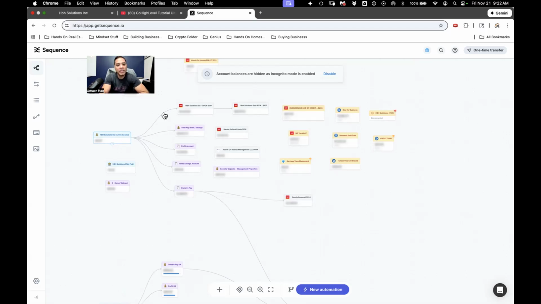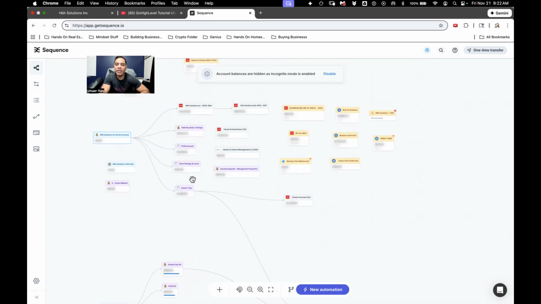Okay. Then I've got these pods, same pods, except these are a little bit different here. I've got my owner's pay pod. I've got my tax savings account, my profit account, and then I've added a debt pay down slash savings pod. And then I've got my operating account. So this is my setup for every single business I have, guys. And then you'll see some liability accounts here.